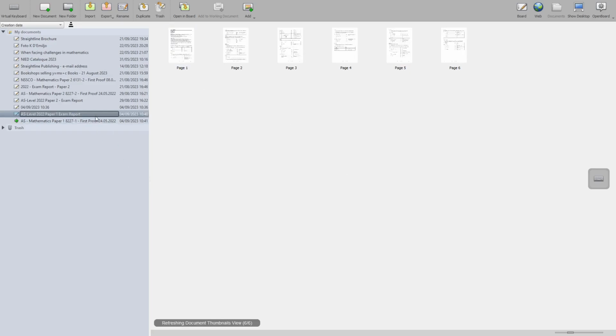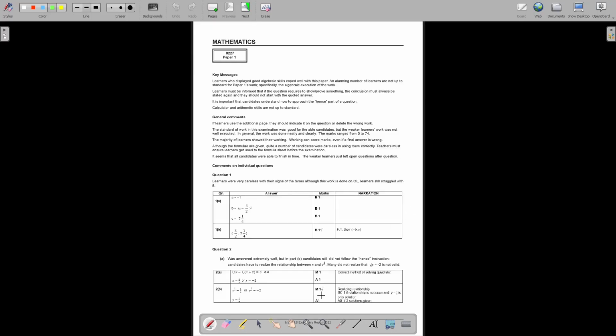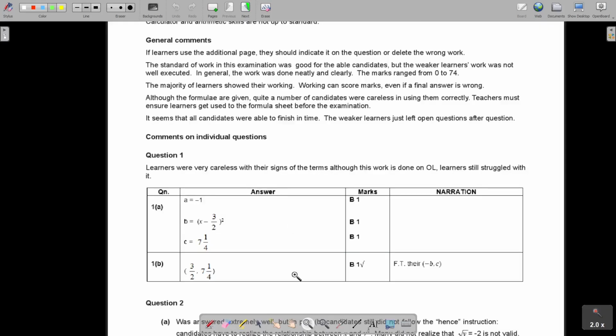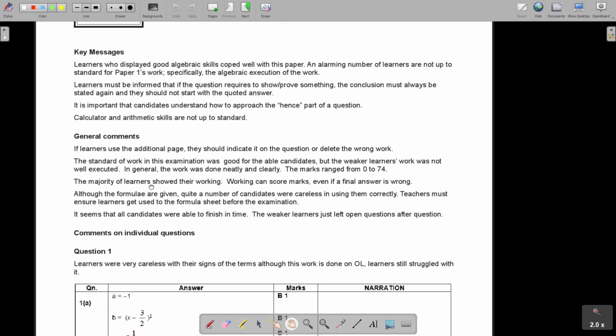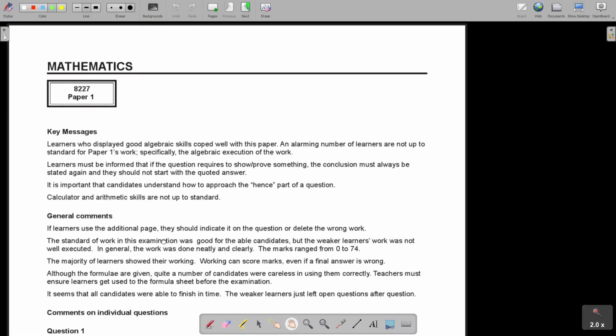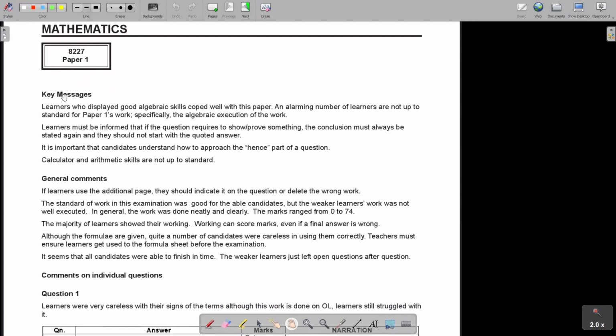Now, let's just find the exam report. This one is a bit more brief. Luckily it's not the difficult work, so I think it will be all right. Let's first go to the general comments. Learners who displayed good algebraic skills coped well with this paper.